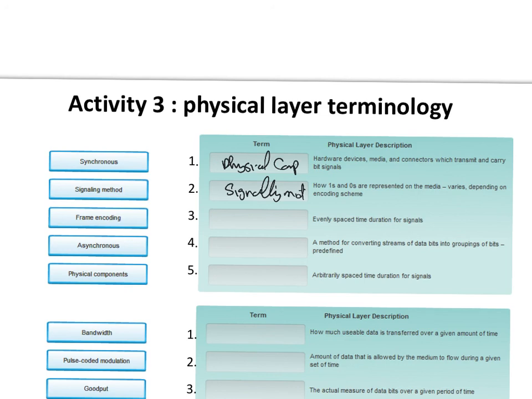Okay. Evenly spaced time duration for signals: synchronous. Synchronous here means that we have evenly spaced or equally spaced duration for each bit. A method for converting streams of data bits into predefined groupings of bits: encoding. And of course the other one, arbitrarily spaced time duration, is asynchronous.